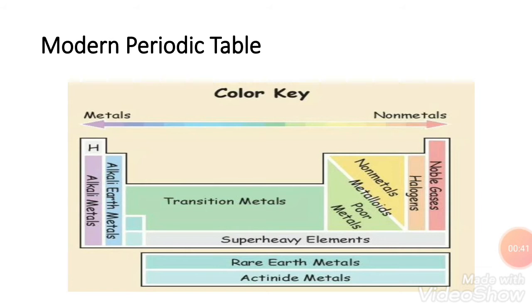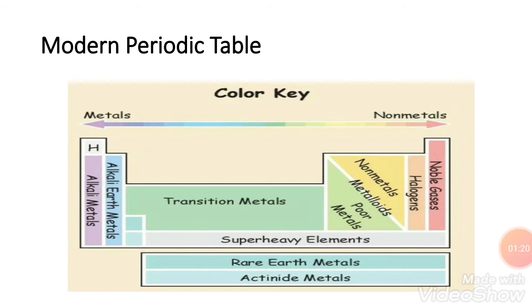So friends, as we know, in our modern periodic table there are a total of 18 columns and 7 periods. Till now 118 elements have been discovered. Out of that, 92 elements are naturally found and the remaining elements are made by man in the laboratories. As you can see, the first element is hydrogen, and as I said, in the long form of the periodic table there are a total of 18 columns.